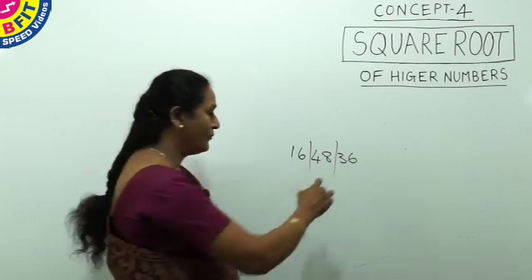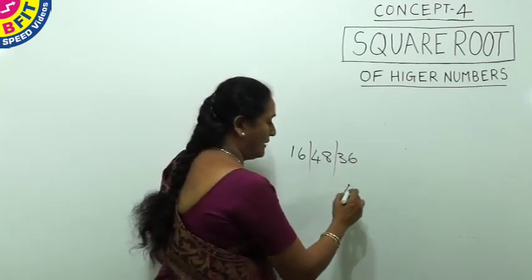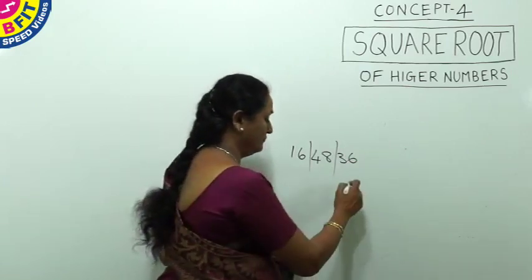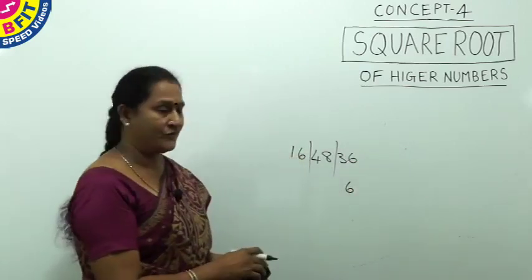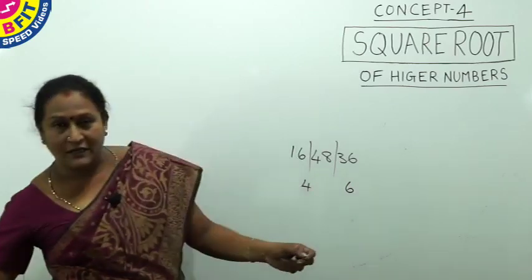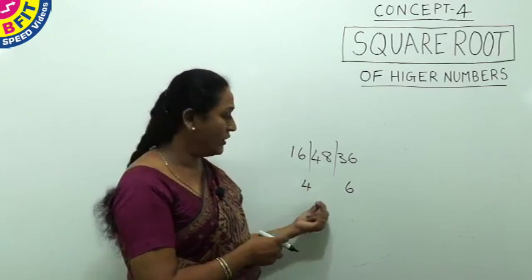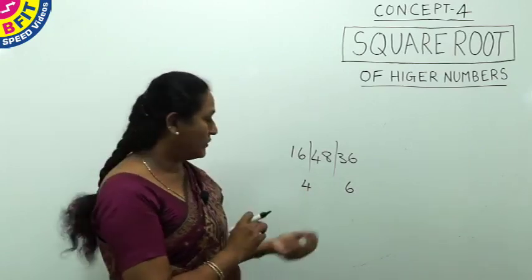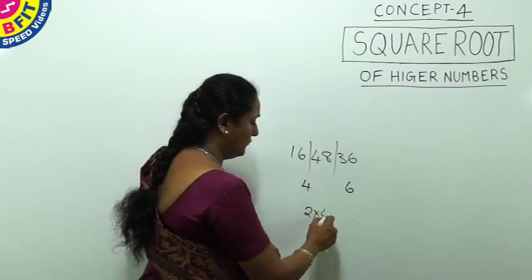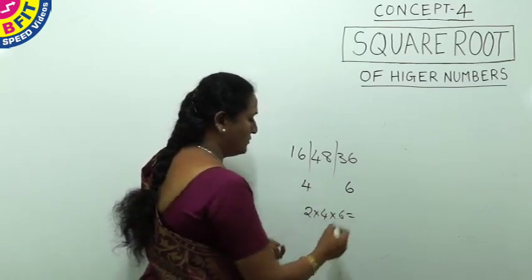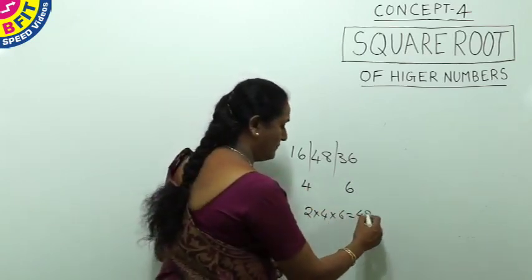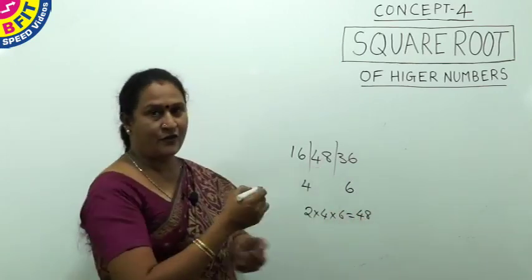Write the square root of 36. And what is the square root of 16? It is 4. So it is clear that the hundreds place is 4 and the unit place is 6. To find the middle number, you check 2 into 4 into 6. What is 2 into 4 into 6? It is 48. So we have this exact 48 here.